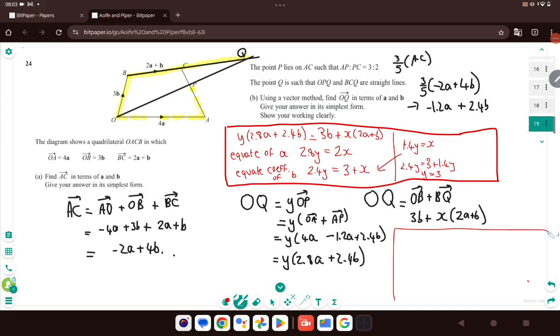Okay, I'm going to finish this question off in the corner. So now I know that y is 3. I can substitute that back into here. So OQ is 3 times 2.8a plus 2.4b. And if I expand those brackets, 3 times 2.8 is 8.4a. 3 times 2.4 is 7.2b. That is my final answer. That is the vector OQ.